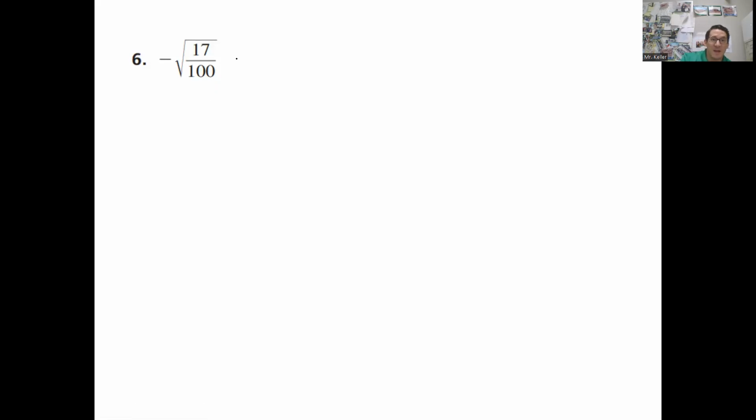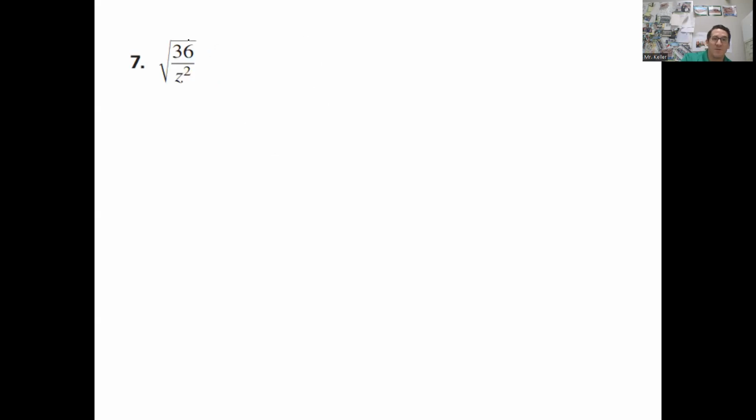All right, the negative we don't even really need to worry about. Just don't forget it with your final answer. Square root of 17 on top over square root of 100. Negative out in front, square root of 17. That is a prime number, so it's just square root of 17. Square root of 100 is 10. That's it.